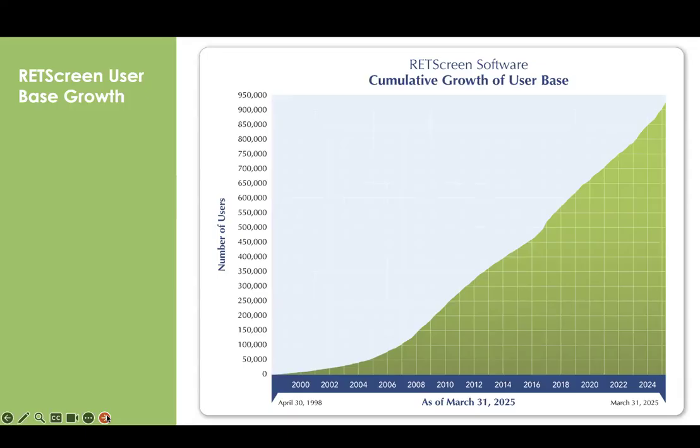So I alluded to this slide earlier, but again, this shows the growth and the history of RETScreen over the years. So again, this really illustrates how widely RETScreen is being used. And you can really see it's growing exponentially and has been for the last 2.5 decades or so. RETScreen first came out on April 30th, 1998. Back then, it was essentially a souped up Excel spreadsheet. Now it's a full software package.